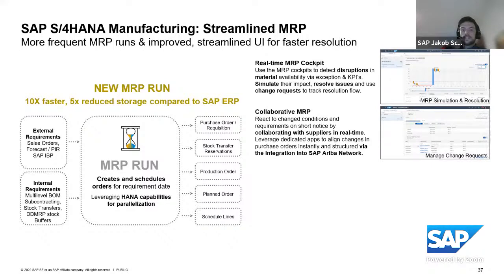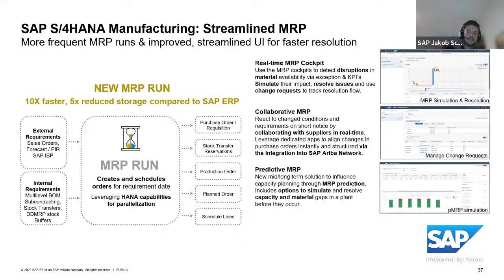So what can we do in this case? Imagine we have our MRP cockpit and we're simulating, for example, that a purchase order needs to be shifted in order to mitigate the bottleneck. Then we can use the collaborative MRP to manage the life cycle of this change request and the communication with the respective supplier, and do that in a streamlined and structured way, and leverage the integration in the network to finally get a confirmation.